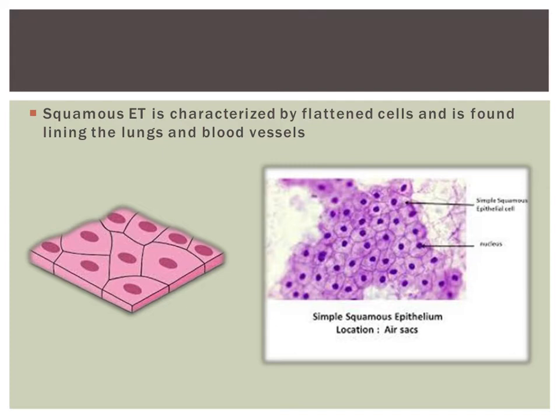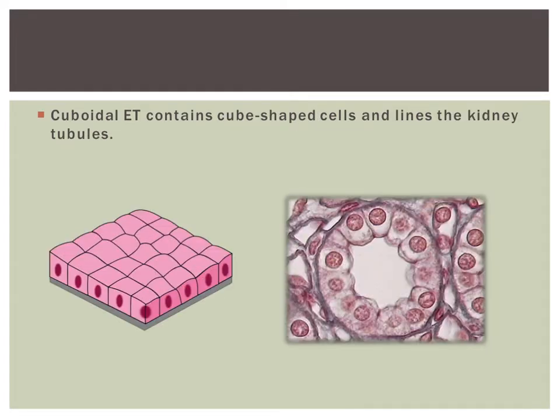So to begin, squamous epithelial is characterized by flattened cells and is found lining the lungs and blood vessels. This type of epithelial tissue is flat, very thin, so that diffusion can take place across it. And we need diffusion in the lungs and the blood vessels, diffusion of oxygen and diffusion of carbon dioxide. Cuboidal contains cube-shaped cells, and these line the kidney tubules, so for absorption.